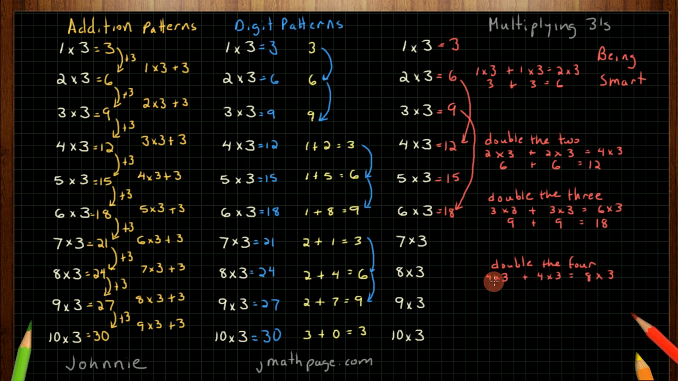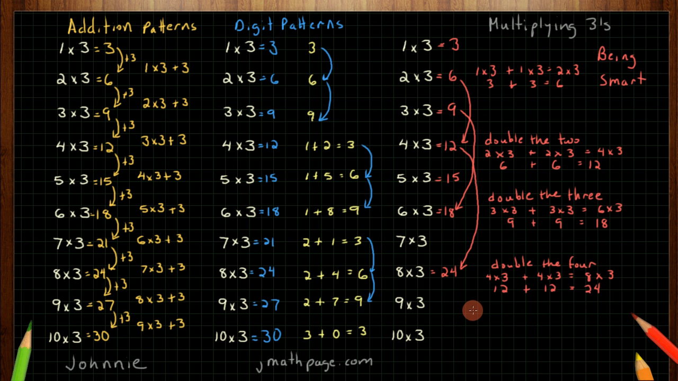We can see that. 4 and 4 make 8, right? 4 times 3 we learned was 12. And 4 times 3 is 12 again. So we add these together. 12 plus 12 is equal to 8 times 3, or 12 plus 12 is equal to 24. So we can say that 8 times 3 is equal to 24. So we've doubled this one.